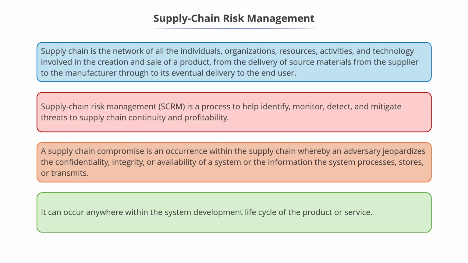So when they tried to find out the make, it was an Intel server, but when they traced the supply chain, it was a server made in China. So supply chain is the network of all the individuals, organizations, resources, activities, and technology involved in the creation and sale of a product, from the delivery of source materials from the supplier to the manufacturer, through to its eventual delivery to the end users. For example, you are here in this class, correct?